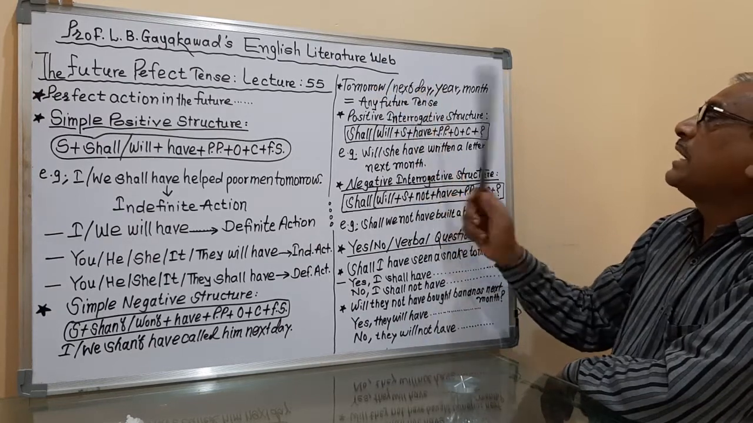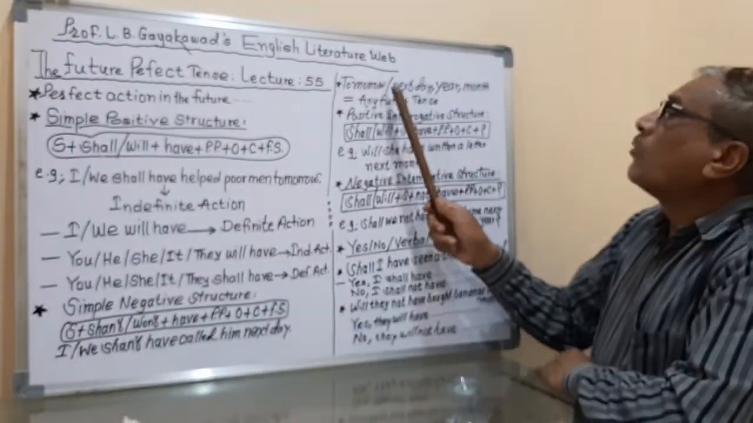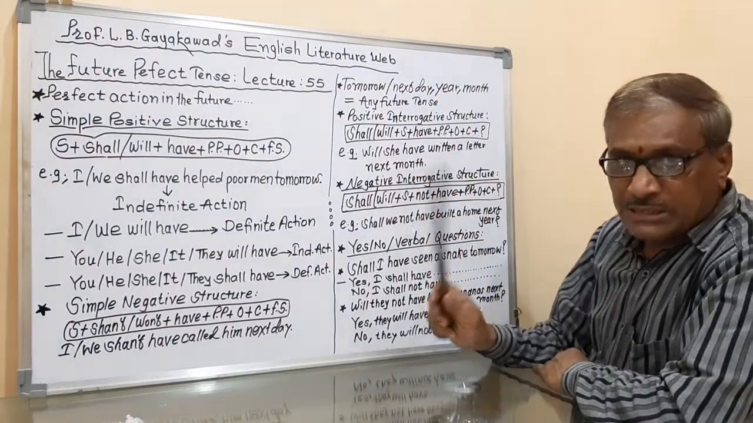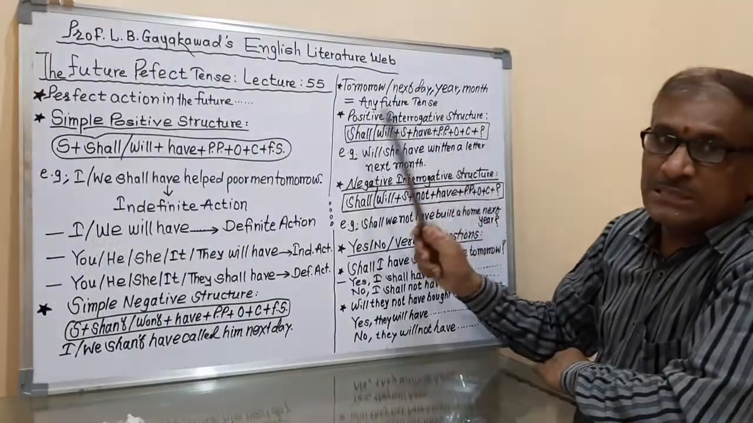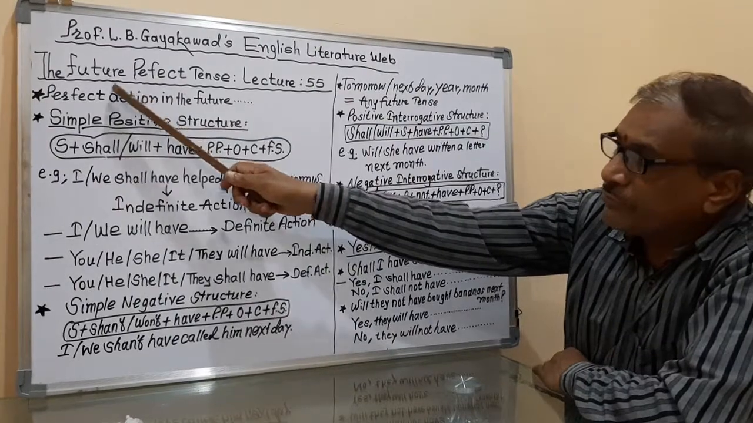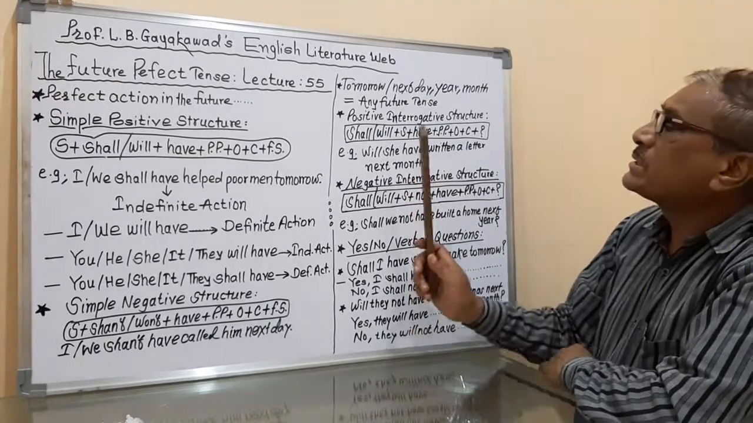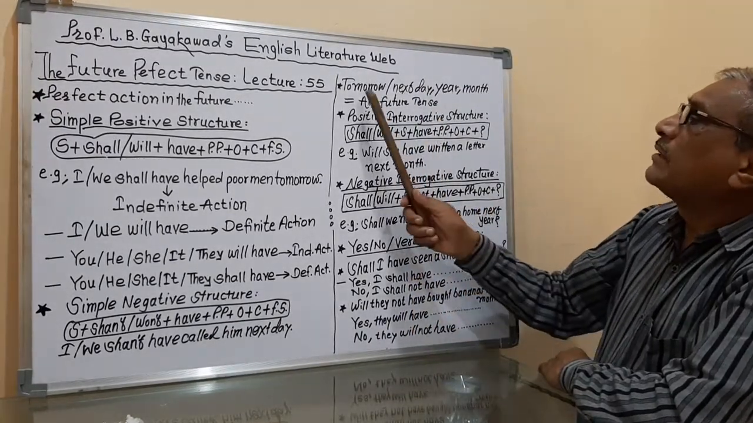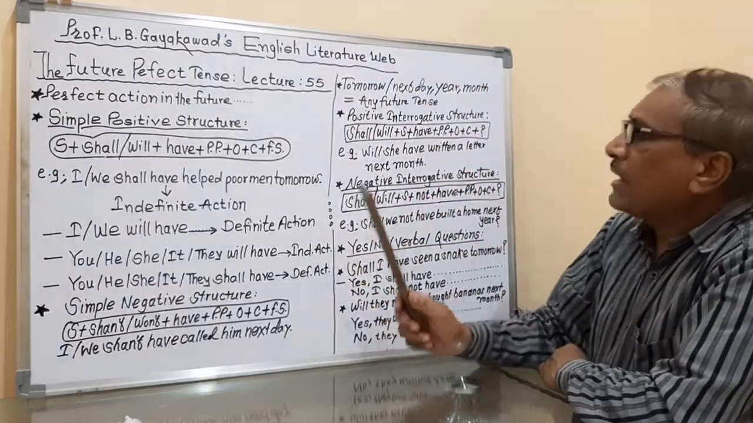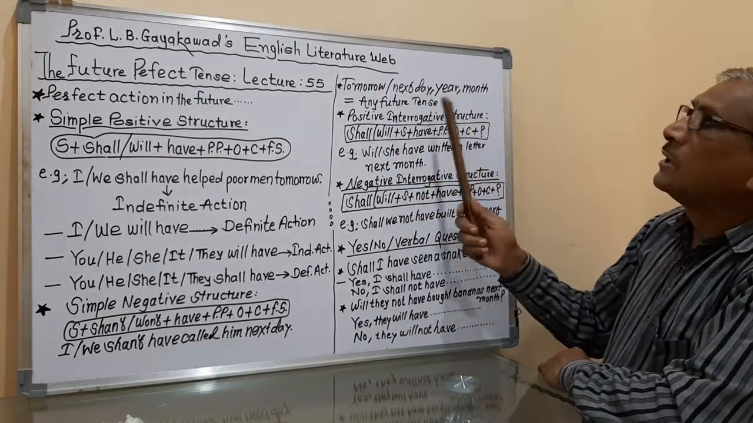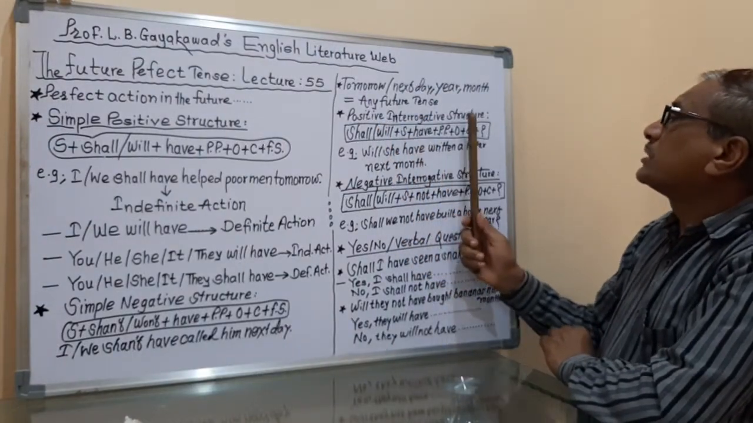Here now we will see that if words like tomorrow, next day, next year, next month are there in the sentences, then definitely we say that these sentences are sentences of the future perfect tense or of any future tense, because in any future tense the words like tomorrow, next day, next year, next month are there, and that's why such words show the future tenses.